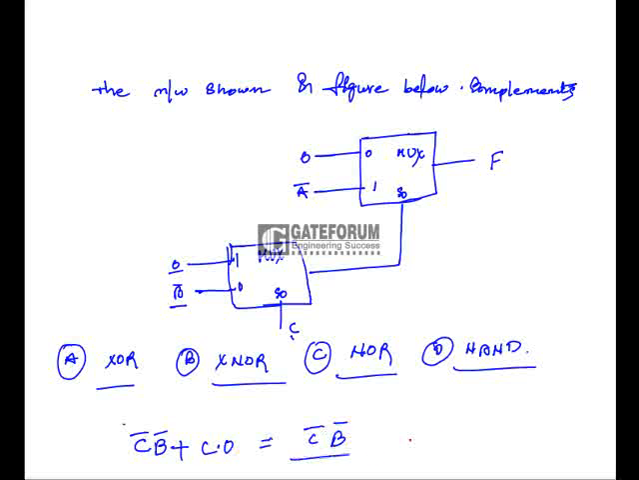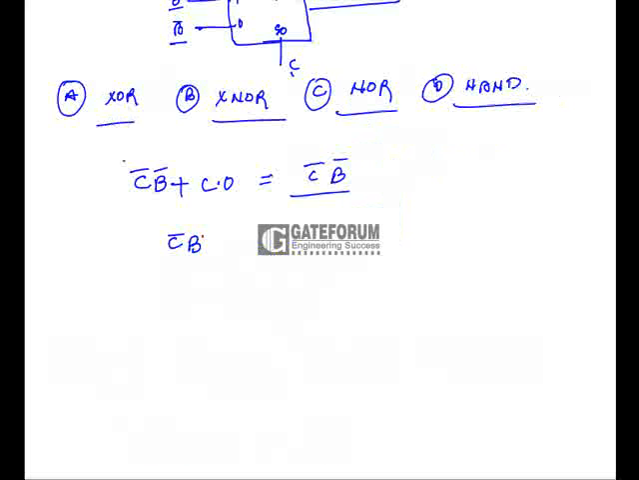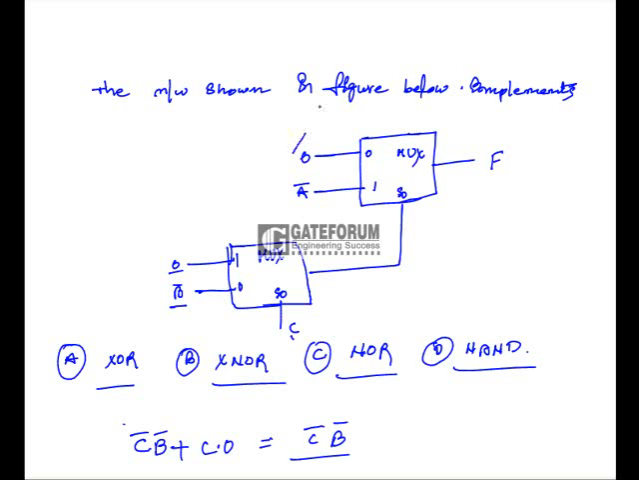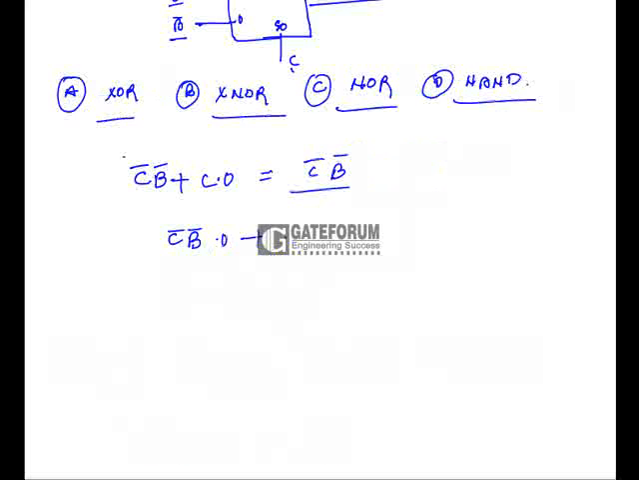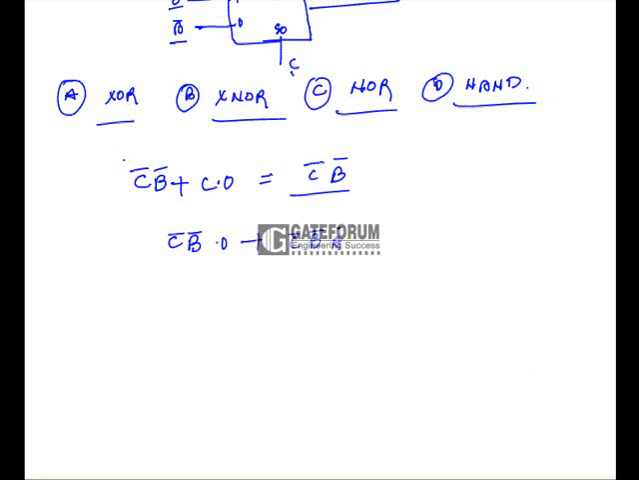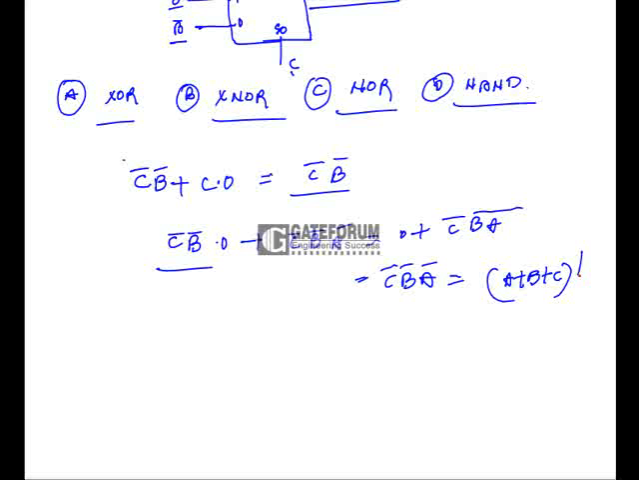So this will become C bar B bar. Whenever C bar B bar is 0, then 0 will be selected. It will become 0. Then when C bar B bar is 1, it will select the A bar. So this will become 0 plus C bar B bar A bar, which is equal to C bar B bar A bar. That is nothing but (A plus B plus C) whole bar. A plus B plus C whole bar means A bar B bar C bar. So this is nothing but NOR, a NOR gate. C is the right answer.